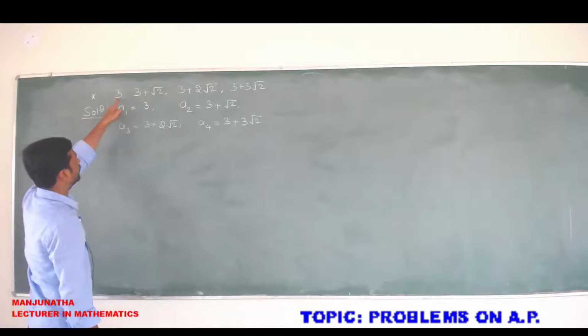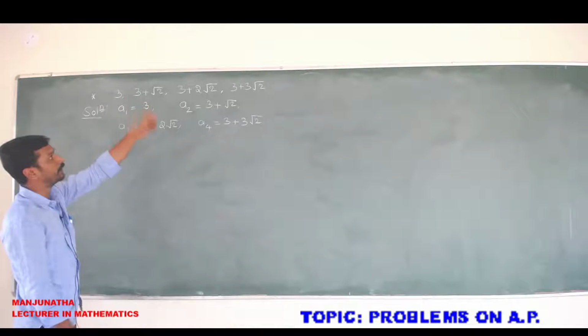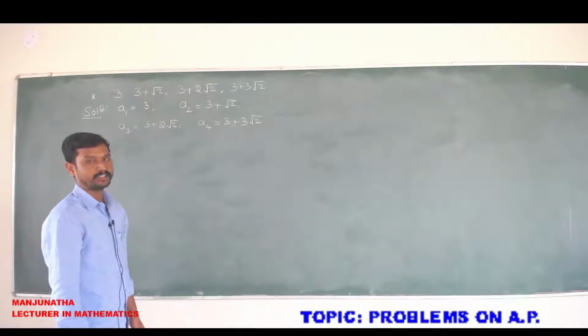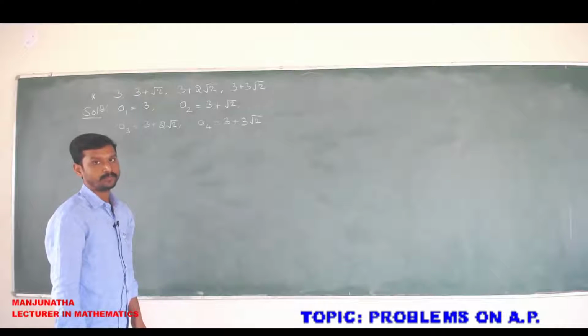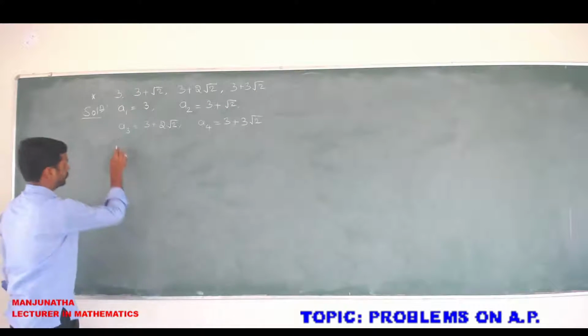Here we know that a1, a2 are consecutive, a2, a3 are consecutive and in the same way a3, a4 are also consecutive terms. Let us find the difference.